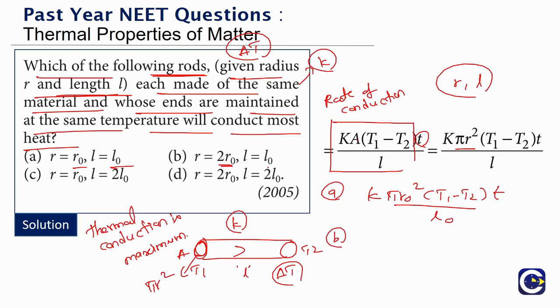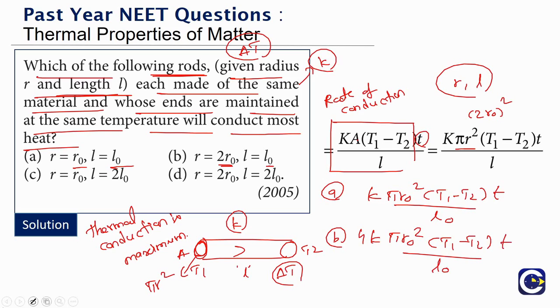R is 2R naught, L is L naught. So K into 2R naught the whole square, which becomes 4R naught square. We bring the 4 to the front: 4K pi R naught square into T1 minus T2 into small t by L naught. That is our option B.